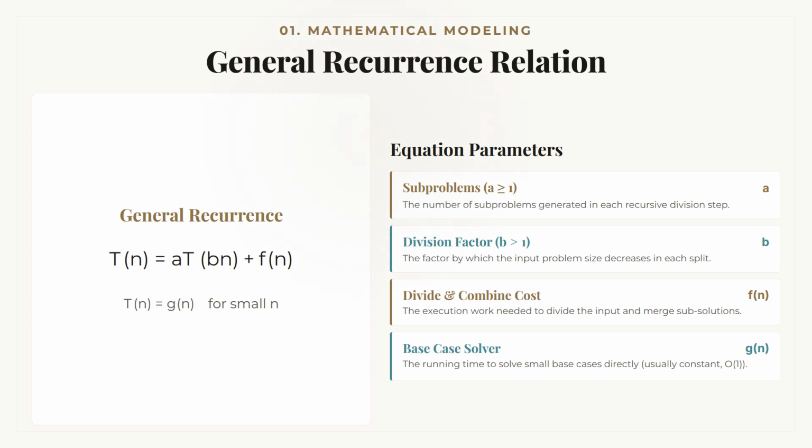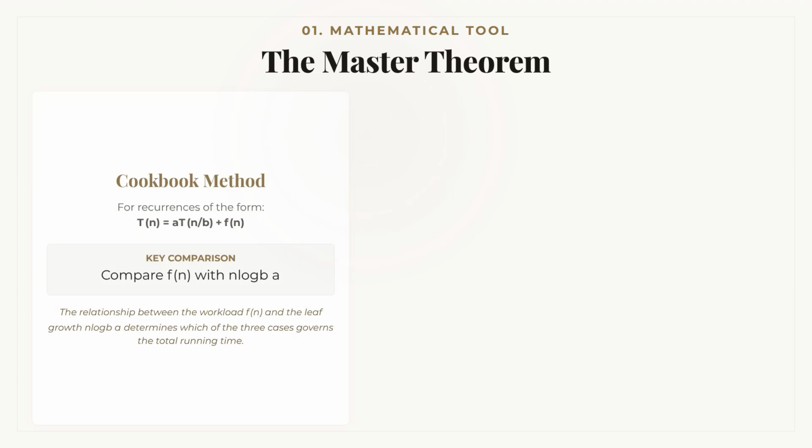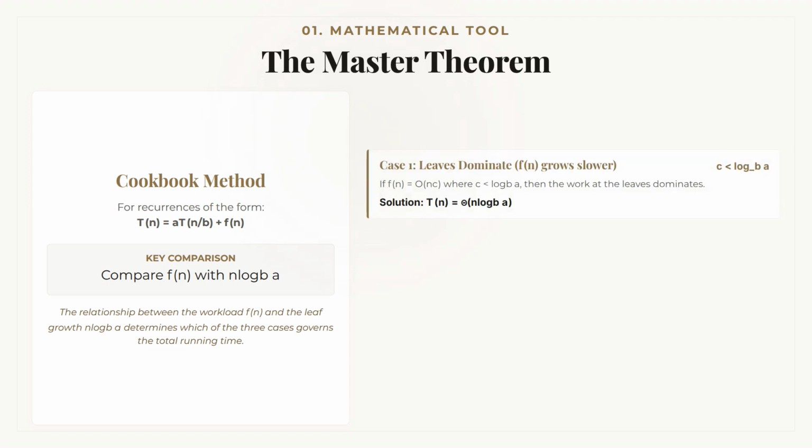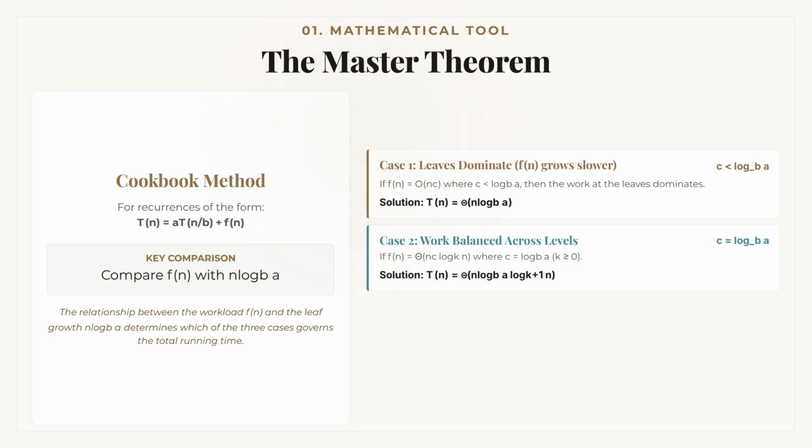Solving such recurrence relations manually can become difficult. Therefore, computer scientists use a powerful mathematical tool called the Master Theorem. The Master Theorem provides a direct method to solve recurrence relations of the form T(n) equals a multiplied by T(n/b) plus f(n). There are three important cases. In the first case, if the function f(n) grows slower than n raised to the power log base b of a, then the recursive calls dominate the running time. In this situation, the solution becomes theta of n raised to the power log base b of a.